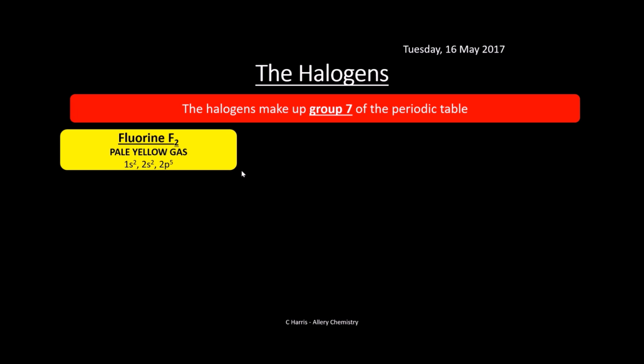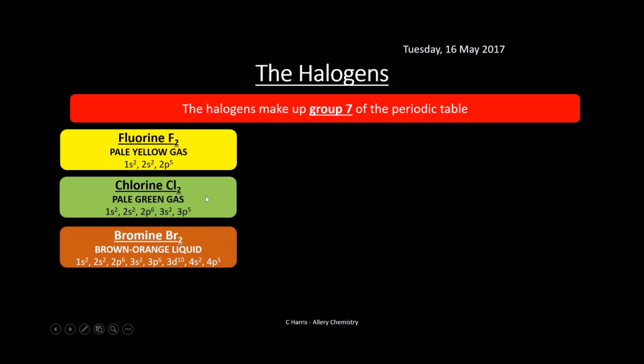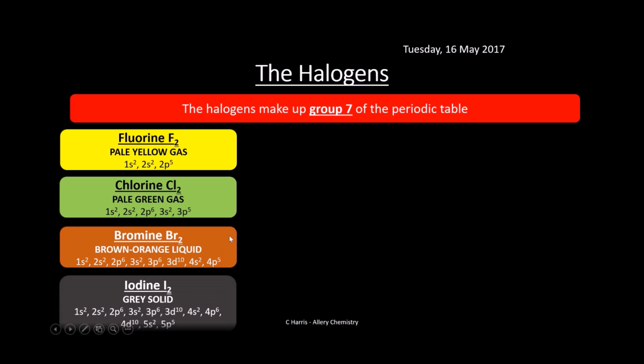Fluorine is a pale yellow gas, and look at the electron configuration: 1s2, 2s2, 2p5. Chlorine is a pale green gas, and we get a little bit darker now, but we've added, you can see, the extra electrons now in here. We've got the 3s2, and obviously we've got the 3p5 electrons now. Bromine, again, a bit darker again, browny orangey liquid, and there's the electron configuration. And iodine is a grey solid. Now, you notice obviously going gas, gas, liquid, solid. We need to be able to know why. We're going to look at that soon.